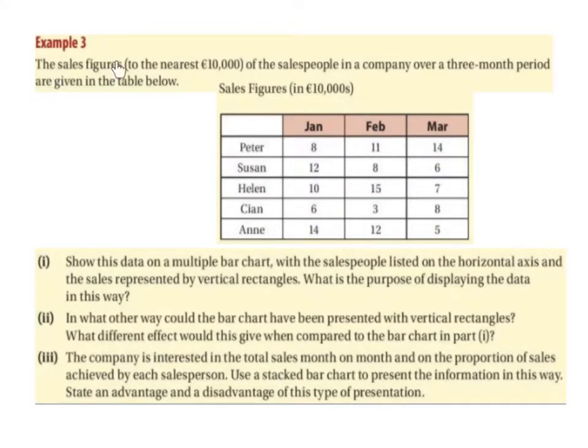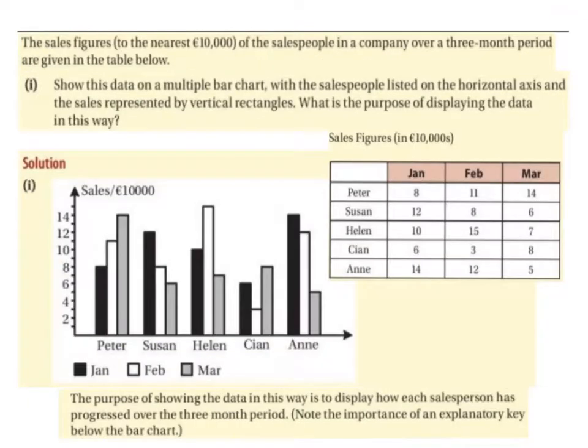The sales figures to the nearest €10,000 of the salespeople in a company over a 3-month period are given in the table below. Part 1. Show this data on a multiple bar chart with the salespeople listed on the horizontal axis and the sales represented by vertical rectangles. What is the purpose of displaying the data in this way?